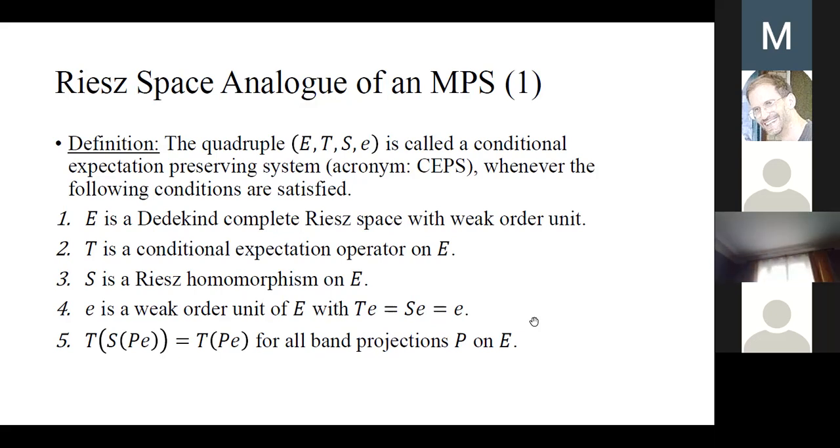So I haven't looked at what happens if S is not a Riesz homomorphism. So I'm not sure what would happen if the condition is made weaker. I think it is definitely worthwhile to look at, but I don't know the answer to that. So I'm sorry. Okay, thank you.